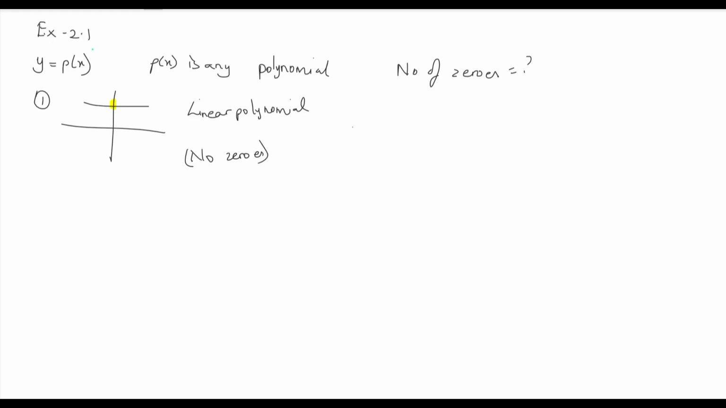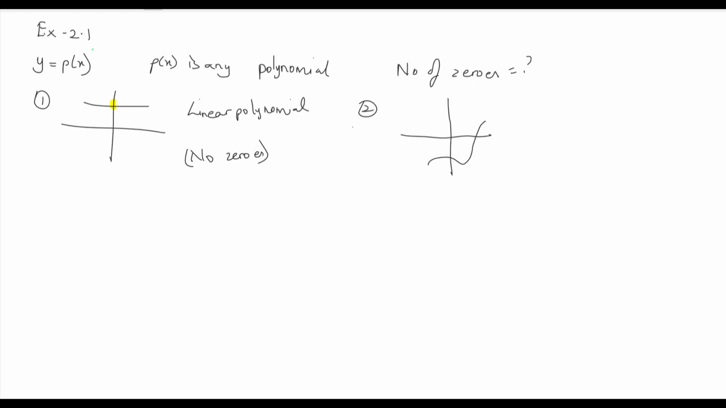To find the zeros, we should see whether the graph is cutting through the x-axis at any point. Is it cutting at any point? No, it was only cutting the y-axis, so we don't have any zero here. Now next, the second graph. When you see the second graph, it is something like this.